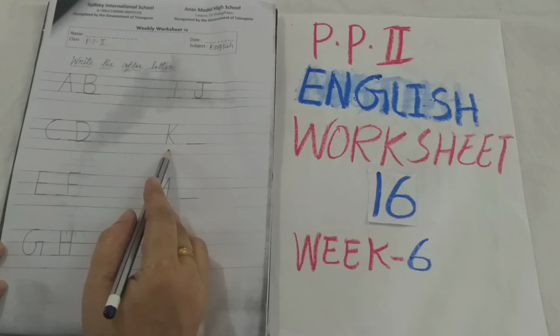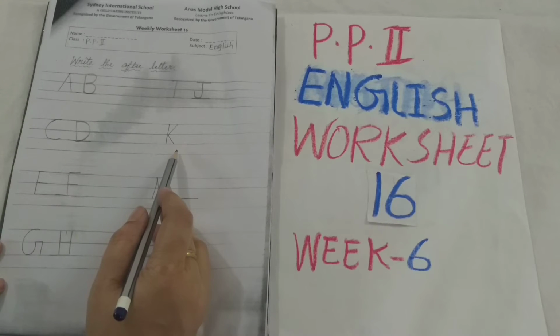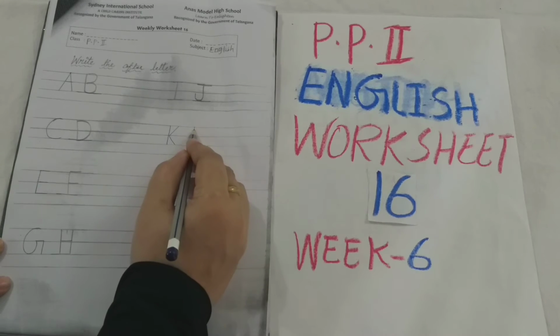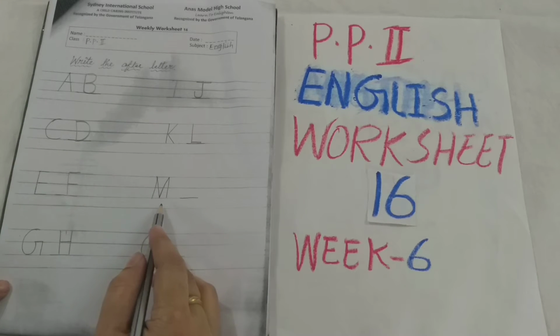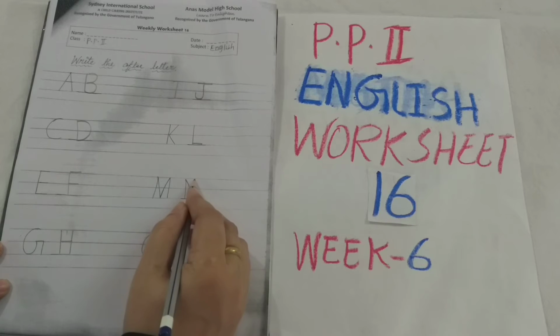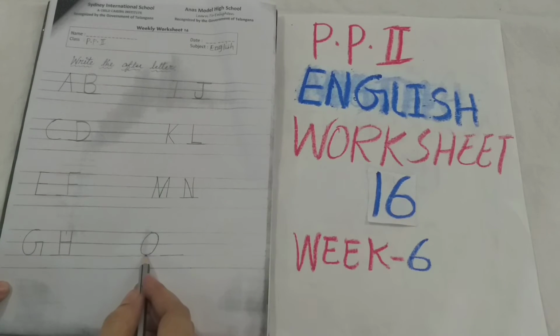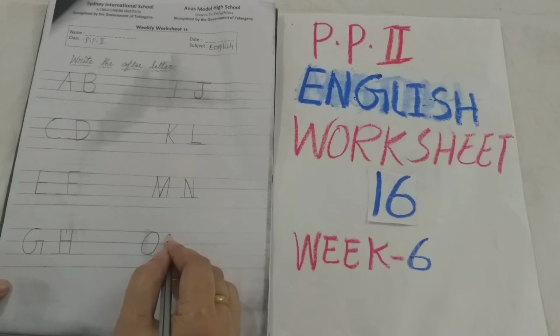Now capital K is here. K after, in the dash which letter you have to write? L. Write capital L in the dash. Now capital M is here. M after, write capital N here in the dash. Now O is here. O after which letter you have to write here in the dash? O after P. Good. P you have to write here in the dash.